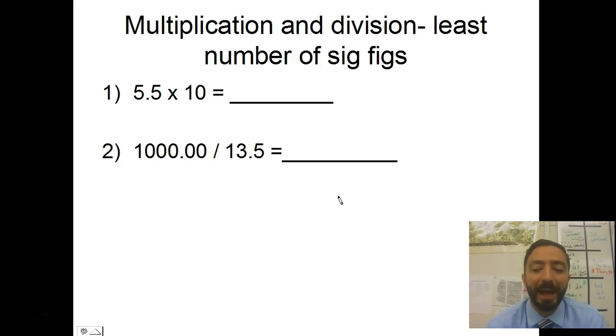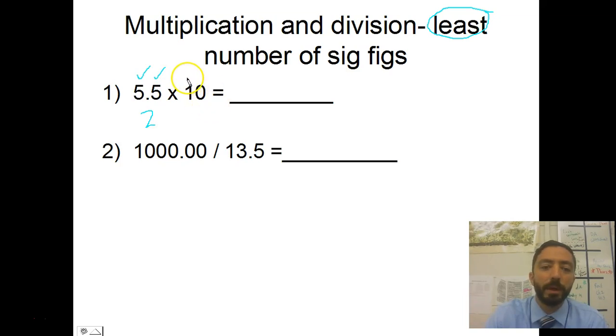This is kind of why we have those rules, so we know how to round in these types of problems. Multiplication and division follow the same rule. The number of sig figs in the problem will tell you how many you're allowed to have in your answer. In this case, it's the least number of significant digits. So in 5.5, both of these are non-zeros. I have 2 sig figs. In the number 10, there's no 0 there. So this is one significant digit. So my answer must have only one significant digit. So I'm going to have to round it.